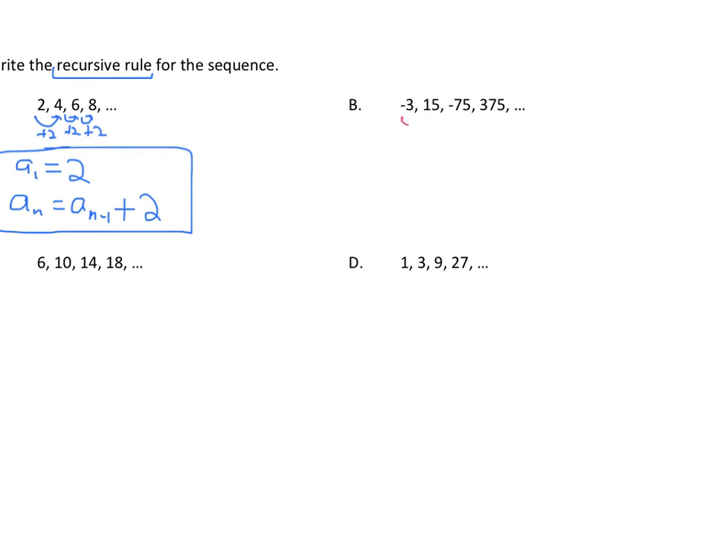The second pattern, I'm noticing that our signs are changing, and the fact that the sign is going negative, positive is a near dead giveaway that we are multiplying by a negative. We are multiplying here by -5. Same thing from here to here, multiplying by -5. So a_1 is -3, and a_n is a sub n minus 1 multiplied by -5.